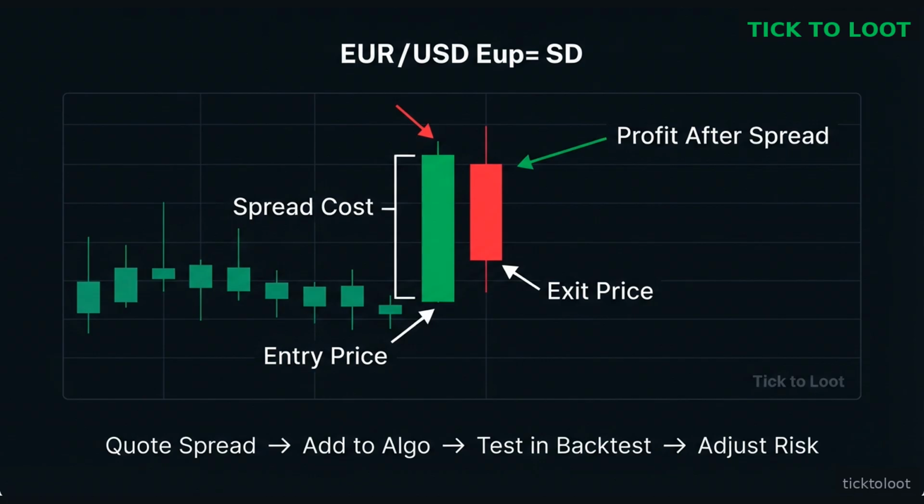We then gave you a step-by-step guide to add spread handling to your algorithm, test those adjustments in a backtest, and tie the results into your broader risk management plan. Remember, a well-tuned algo respects every cost, no matter how small, because those details protect your capital over the long run. That is everything for Lesson 11.21, Spread Costs in Algo Trading.